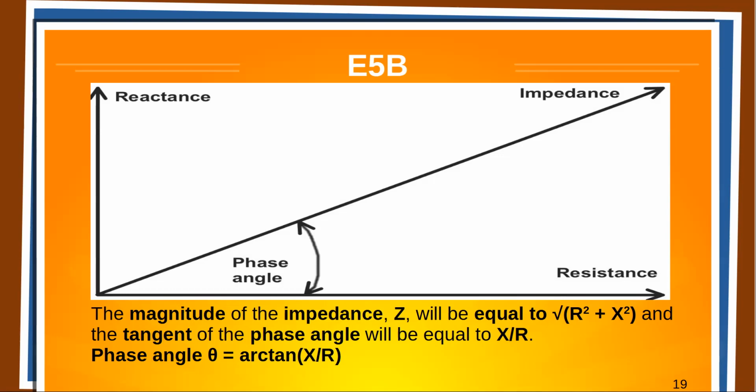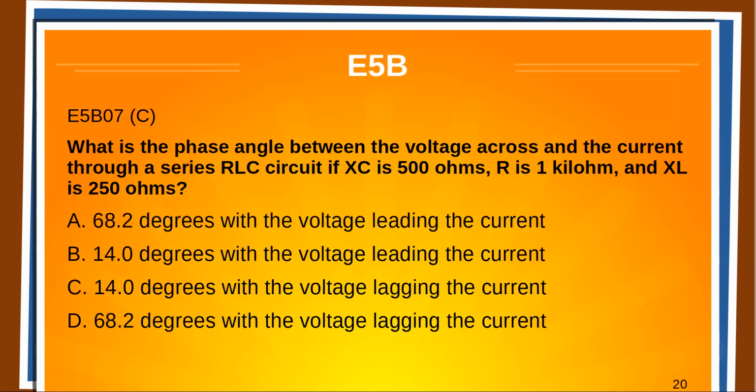And this is another calculator one which will come up. To find the phase angle, if you know the resistance and reactance, you take the arctangent of the ratio of those two. So what is the phase angle between the voltage across and the current through the series RLC circuit if the capacitive reactance is 500 ohms, resistance is 1 kilo ohm, inductive reactance is 250 ohms?